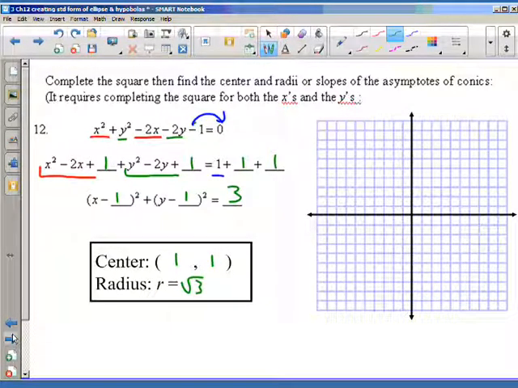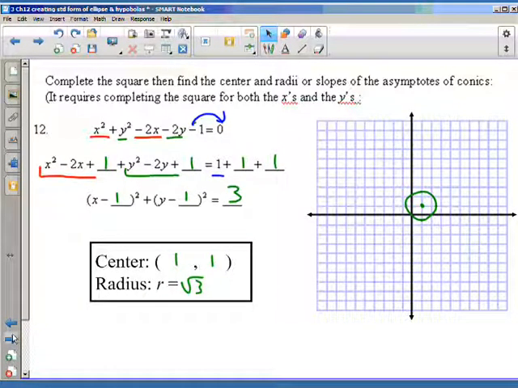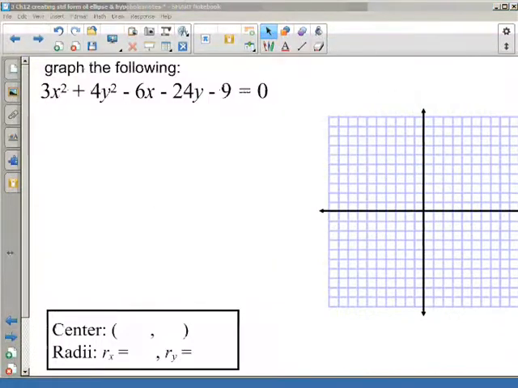I'm going to go over to graph that. I'm going to move 1 to the right and 1 up, put a dot, that's my center. The square root of 3 is some number between 1 and 2. We're not going to get too worried about that. So it's some number bigger than 1, less than 2, and we'll put dots. And prove I'm not an artist. There you go. You have a circle centered at (1, 1) with a radius of square root of 3.